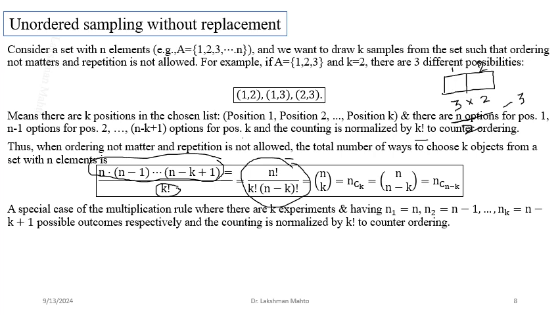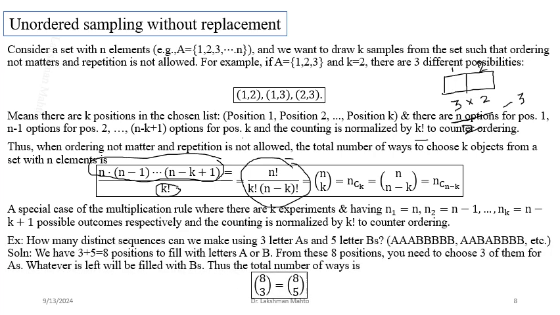But you may not know the order of occurrence of those things: which one comes first and which one comes later in the principle of counting. You should know that order. So one example: how many distinct sequences can we make using three letters A, that means A is coming 3 times, and 5 letters B, B is coming 5 times? One example is A B B B B B, like this kind of thing. So what is the solution?